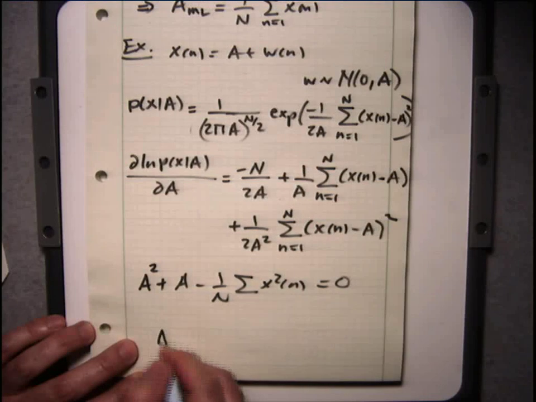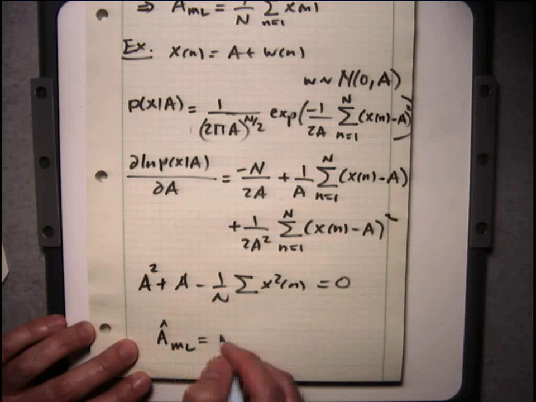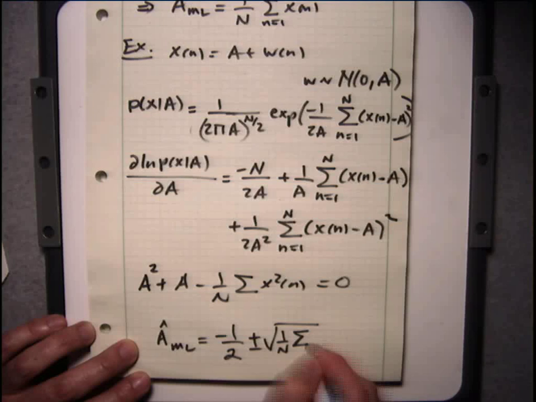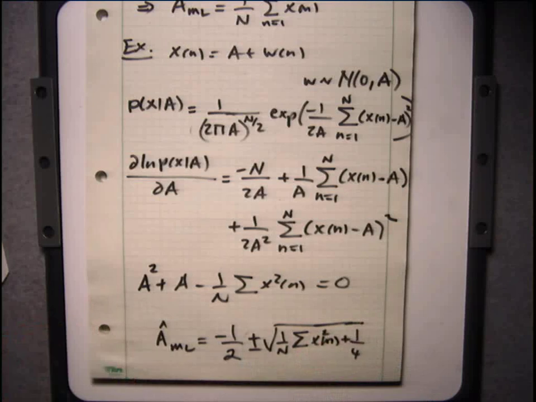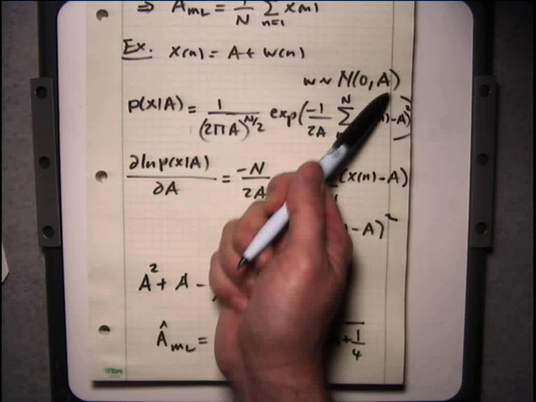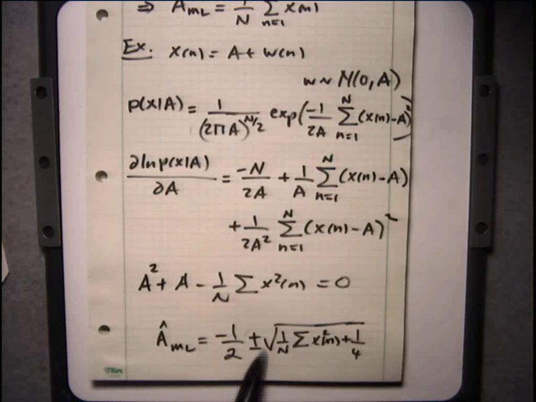What you get is A hat maximum likelihood equals minus 1 half, and then it's a quadratic, so it's going to have two solutions, plus or minus the square root of 1 over n times the sum of x of n squared plus a quarter. Okay, now here you have to be a little careful. One of these solutions is not valid. Because if you remember, we said that A was also a variance. So A is the mean and A is the variance. So the negative can't be.